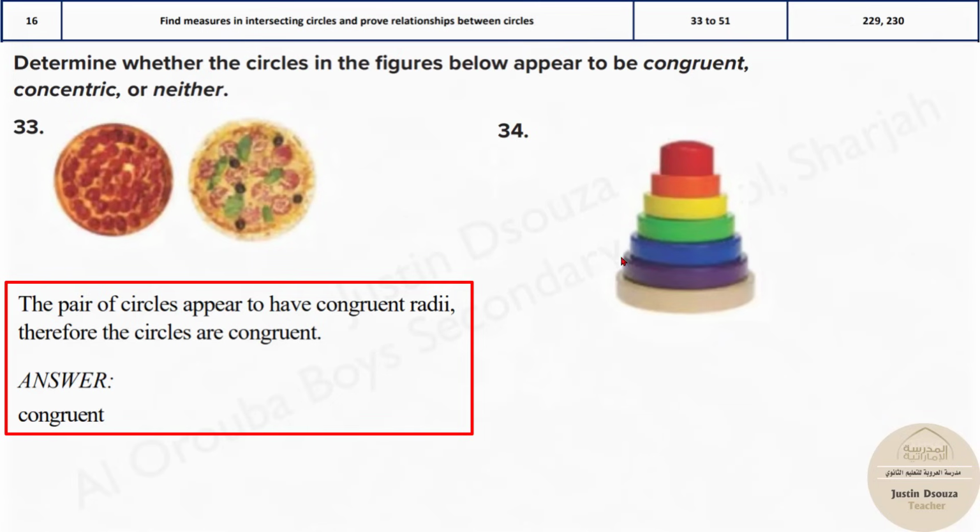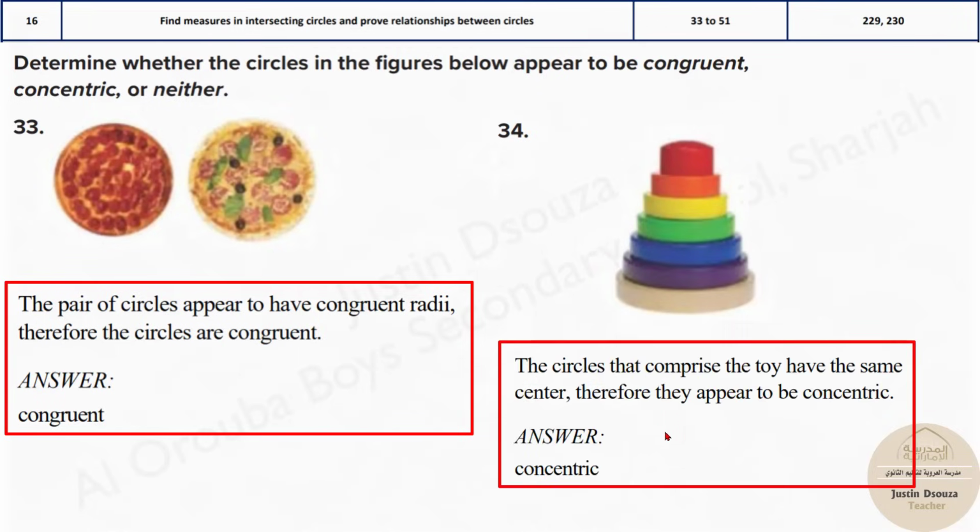Whereas over here you can see there are plenty of circles over each other. But what is common here? All of them have the same center. So each circle is properly aligned over the others, and each one has the same center. So they are concentric.